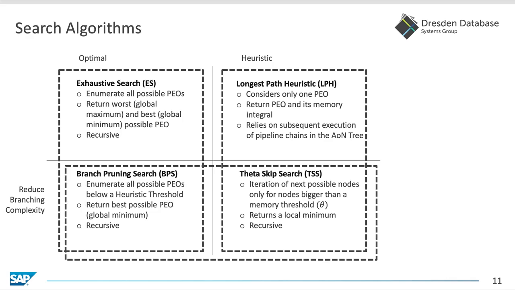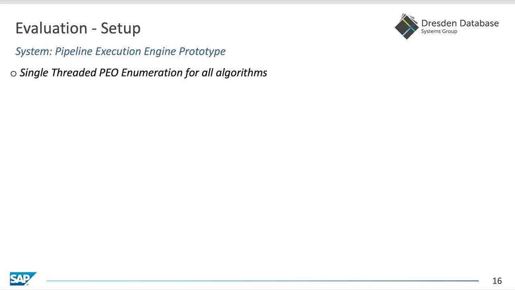Branch binning search and theta skip search rely on reducing branching complexity by not going into recursion for certain conditions. Note that ES, PPS, and TSS share the same recursion mechanism, and TSS also includes a branch pooling step.